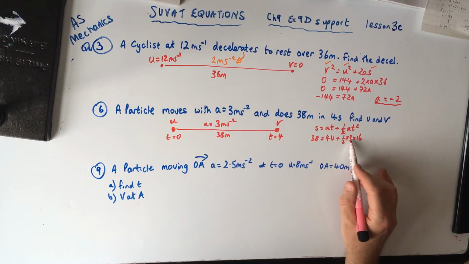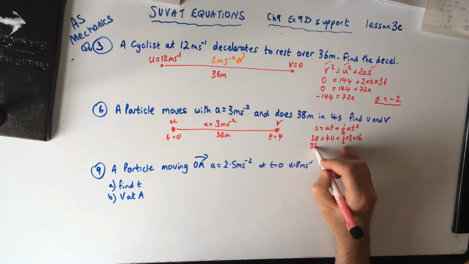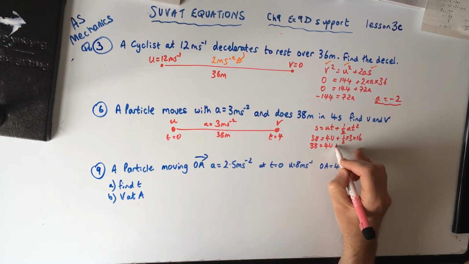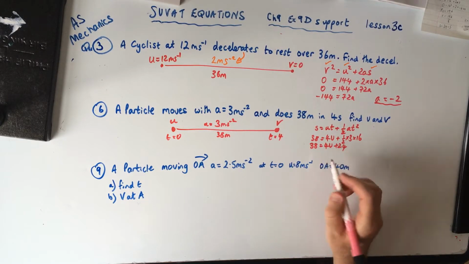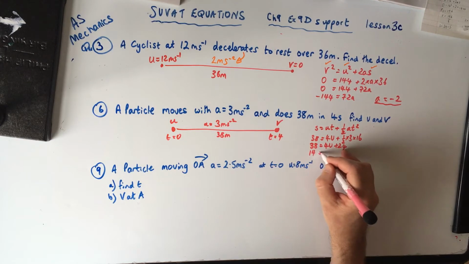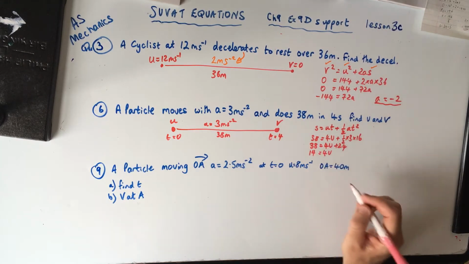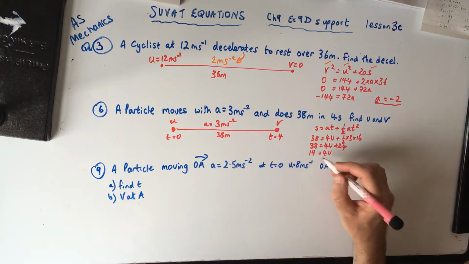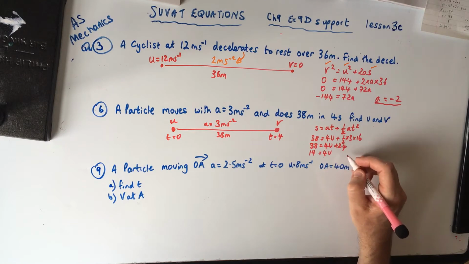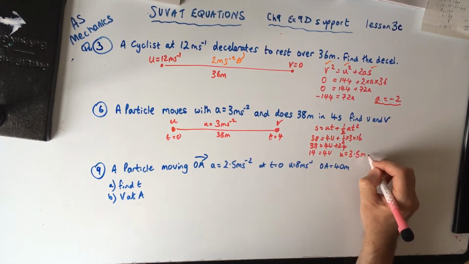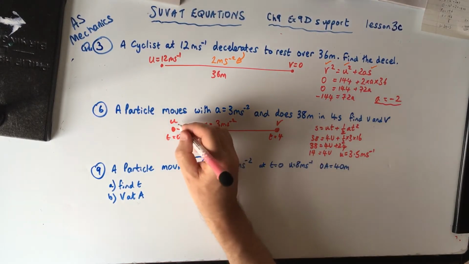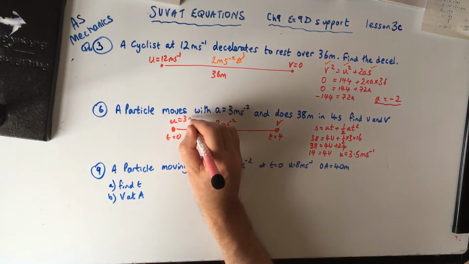16, so that's going to be 24. So 38 is equal to 4u plus 24. Take 24 off both sides. It's going to be 14 is equal to 4u, and divide both sides by 4, 3.5. Okay, so u is equal to 3.5 meters per second. So 3.5.